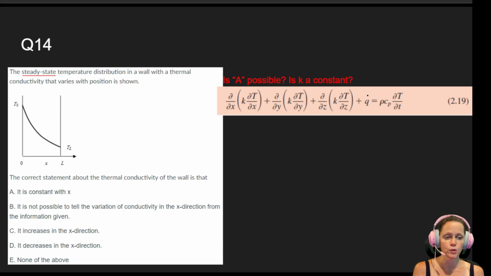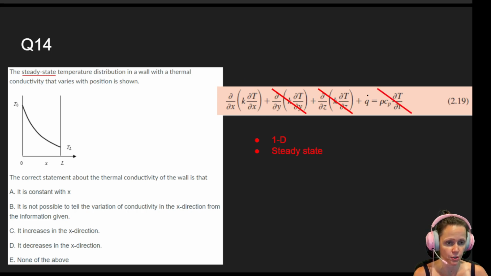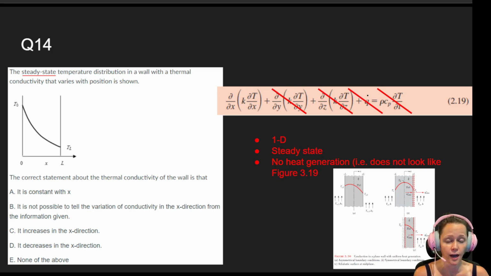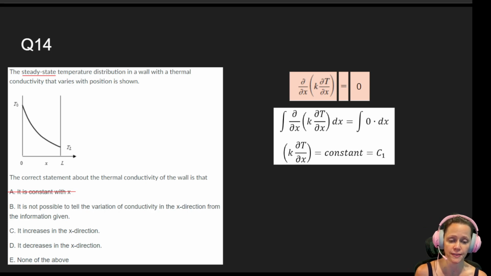But let's just, for the sake of this problem, see if that's possible in this case with that temperature profile. So equation 2.19 from your book is that heat diffusion equation right before we make the assumption that k is constant and then divide all the way through. So let's start with that, and it's one-dimensional, so we can get rid of a couple of terms. We can get rid of that last term because it's steady state. There's no indication that there's any heat generation, so let's go ahead and get rid of that. And so all we're left with is d/dx of k dT/dx is equal to 0. And if I integrate that, I could see that the value of k dT/dx is equal to some constant.